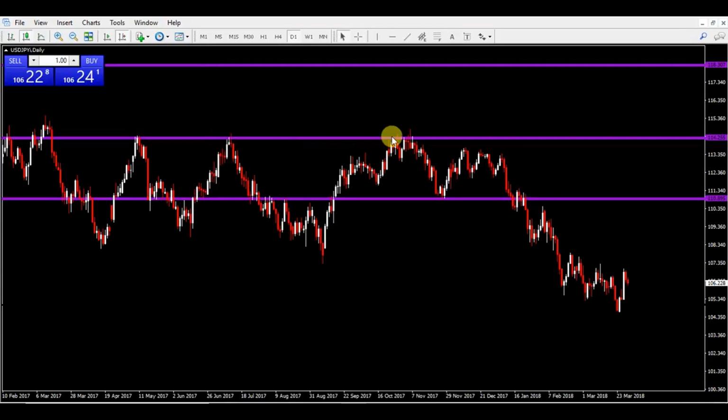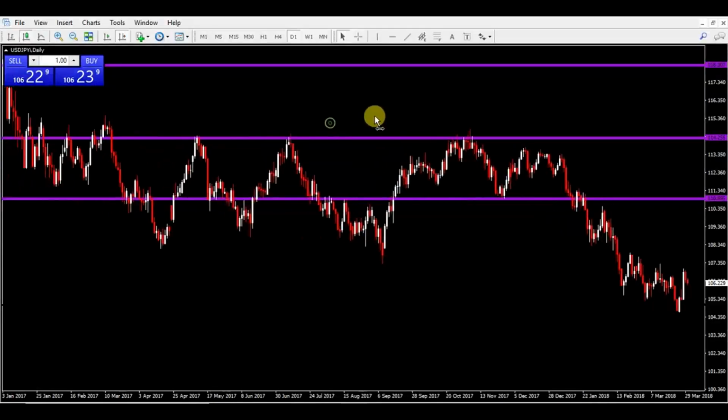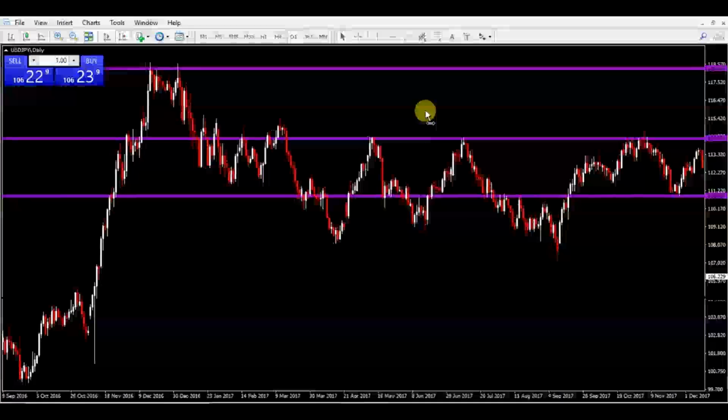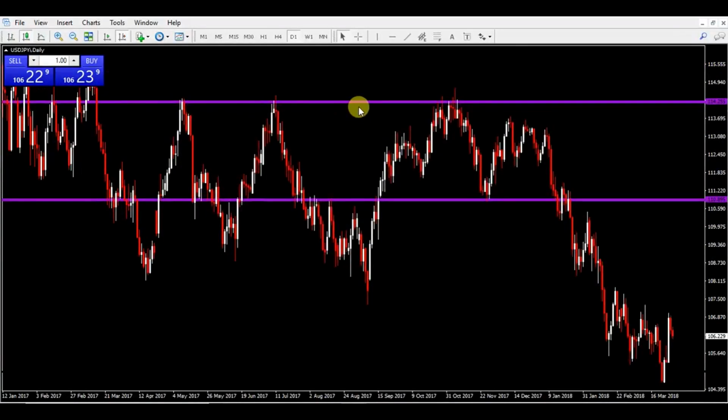A good 300 pips. So one of the things I like to do, and like I said, daily is as low as you want to go as far as finding valid support resistance areas, is measure out that first initial support resistance zone. This is a very valid one. This is a very valid one.